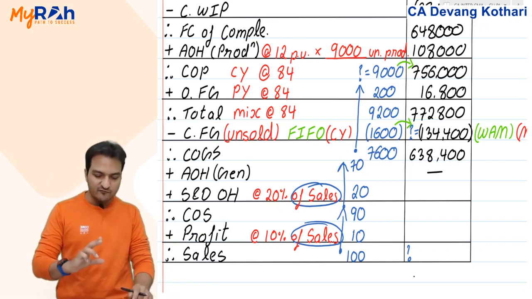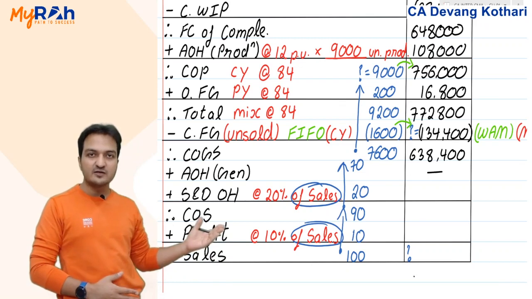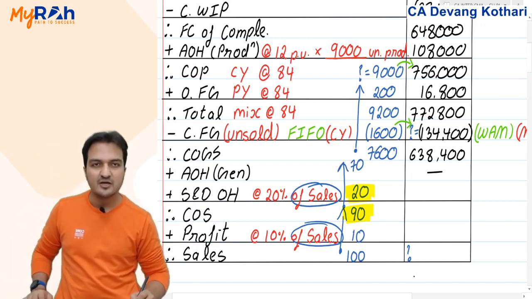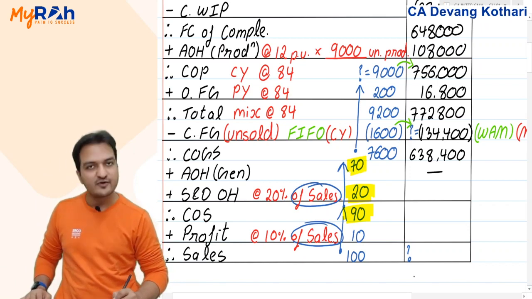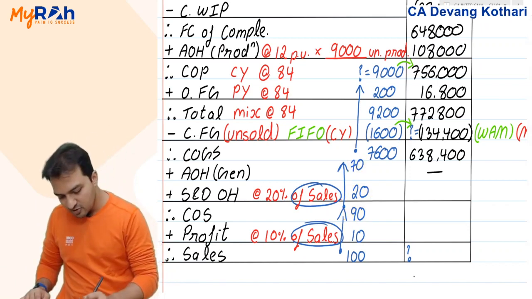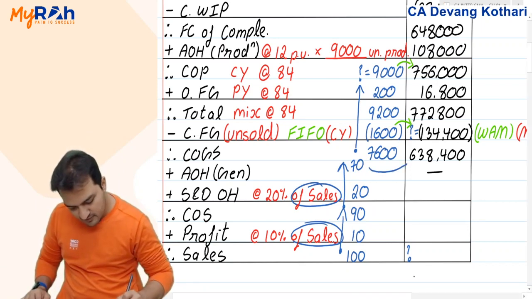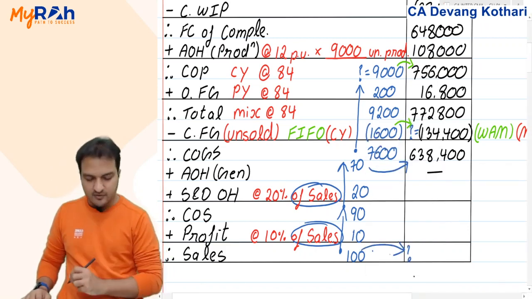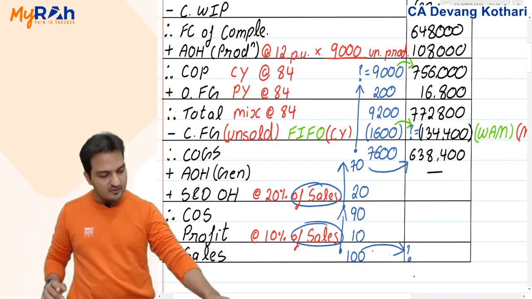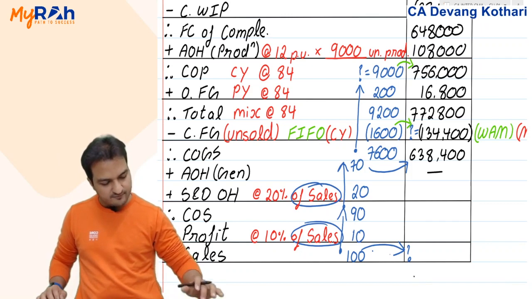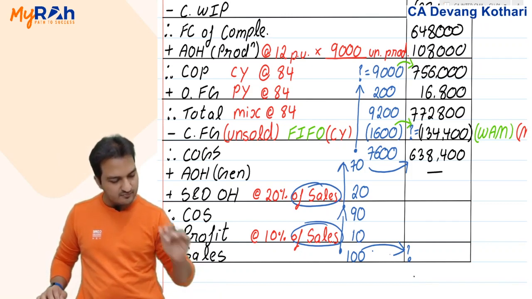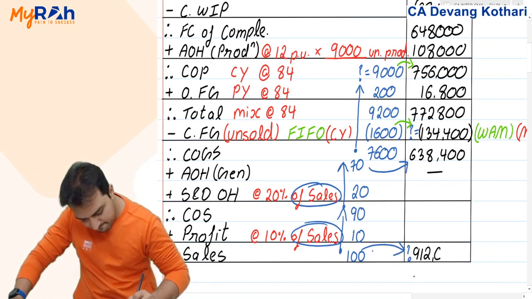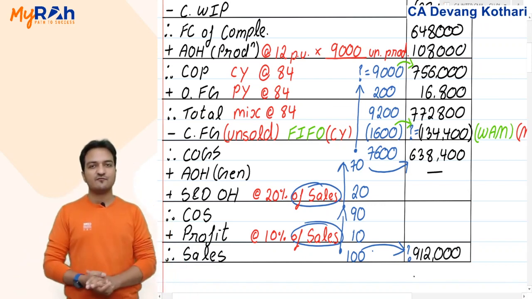90 is my total cost, which includes selling overheads. If the total cost 90 includes 20 as selling overheads, then my cost before selling overheads would have been 70. And if cost before selling overheads was 70, then cross multiply now. 70 is 638,400. Then 100 should be what? Cross multiply. 638,400 divided by 70 into 100 gives you 9,12,000. 9,12,000 becomes your final value of sales over here.